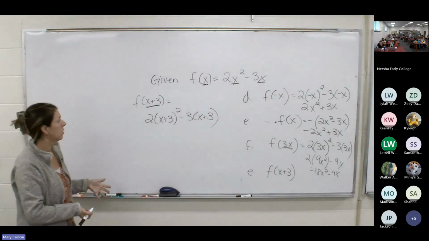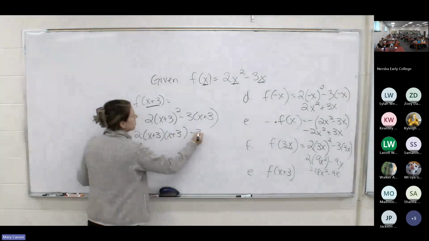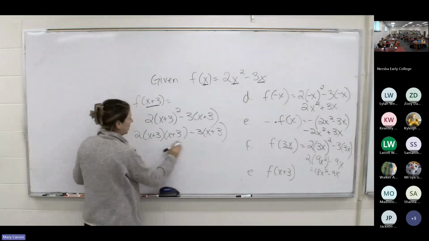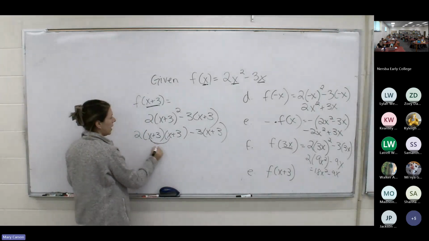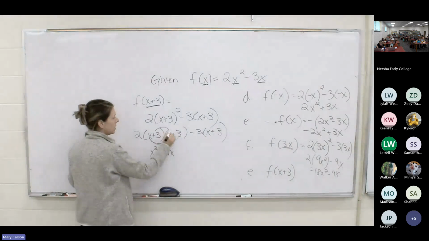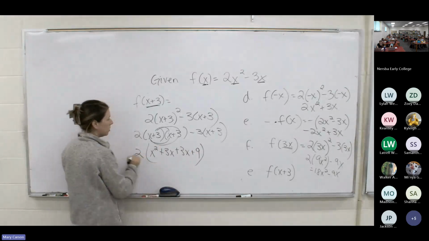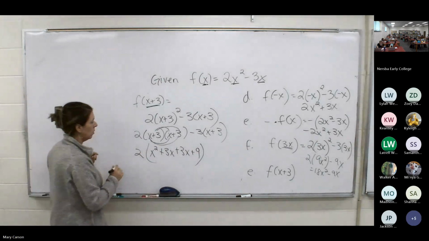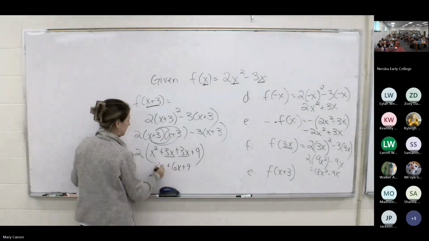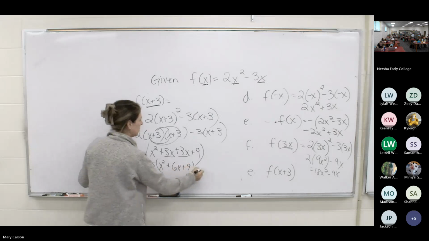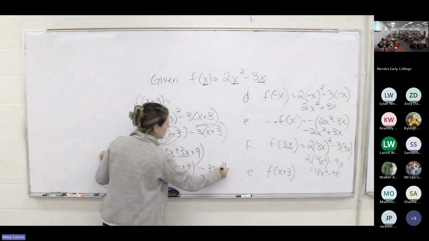We should. So this is 2 times x plus 3 times x plus 3 minus 3 times x plus 3. We can FOIL this or box it, right? X times x is x squared, x times 3 is 3x, 3 times x is 3x, 3 times 3 is 9. And all of this is being multiplied by 2. 3 plus 3 is 6x. Minus this, the negative 3 is going to go to both. Negative 3 times positive 3 is a negative 9.